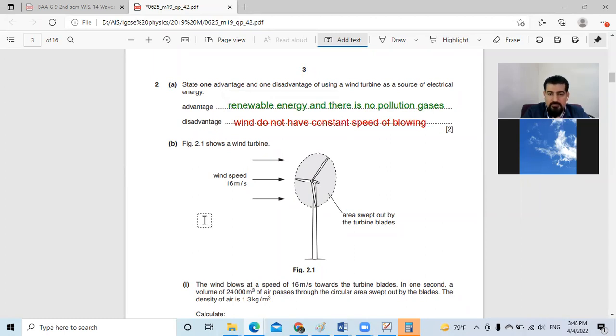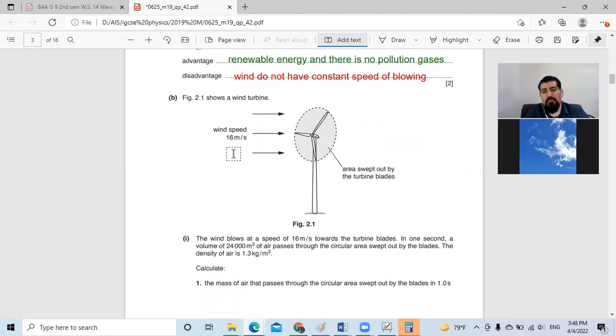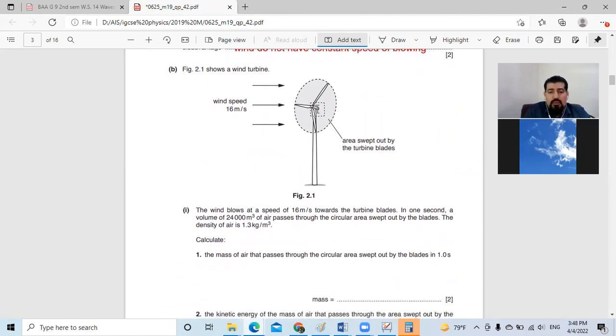Yes, thank you. Can we say it's unreliable? Usually you have to write the most common answer on the mark scheme, and we don't know the mark scheme when we answer, so you have to write something relevant to the question. If it's not reliable, we are not going to use it in the world, but a lot of countries use it. That means it's reliable.